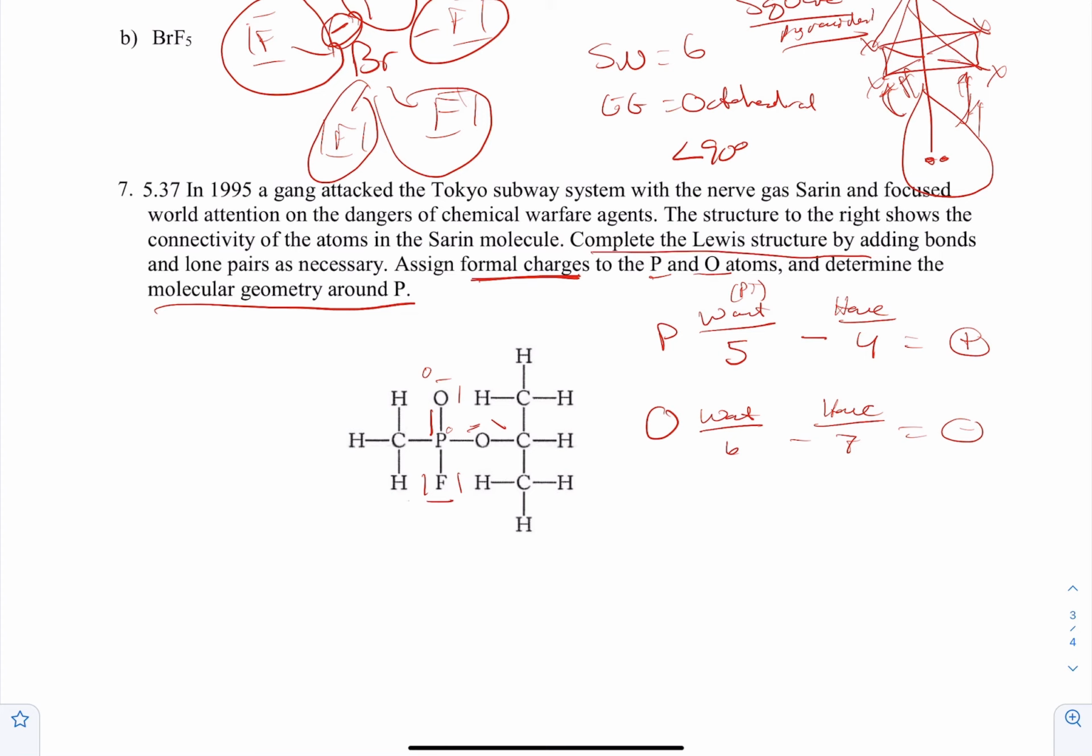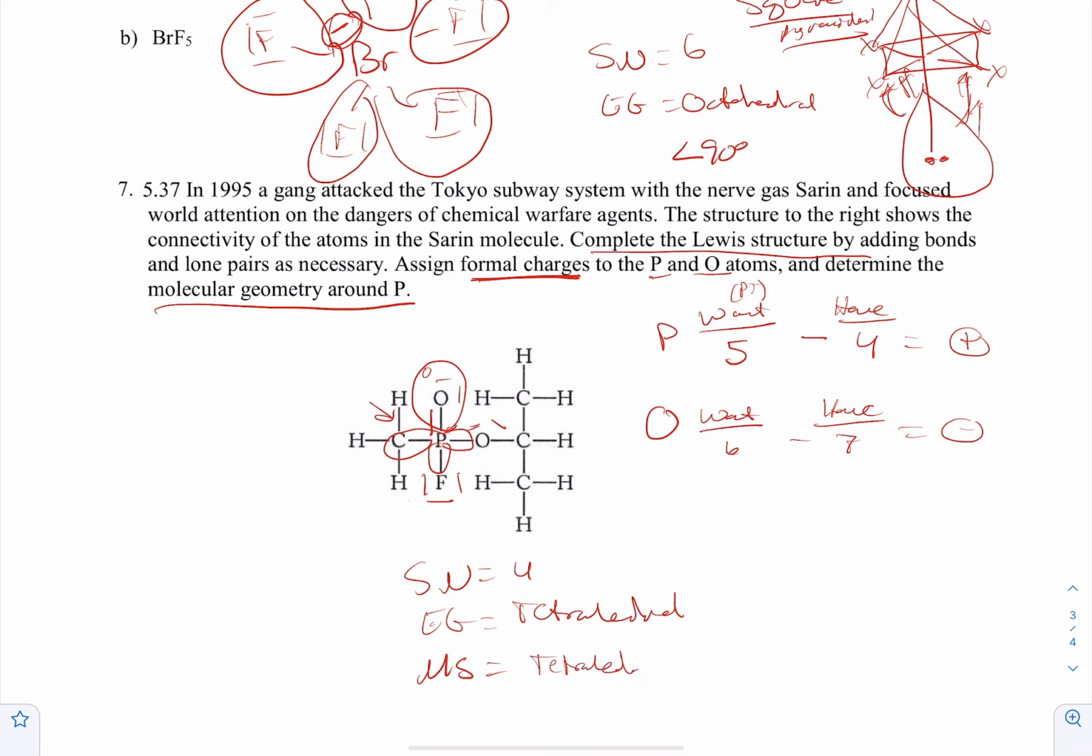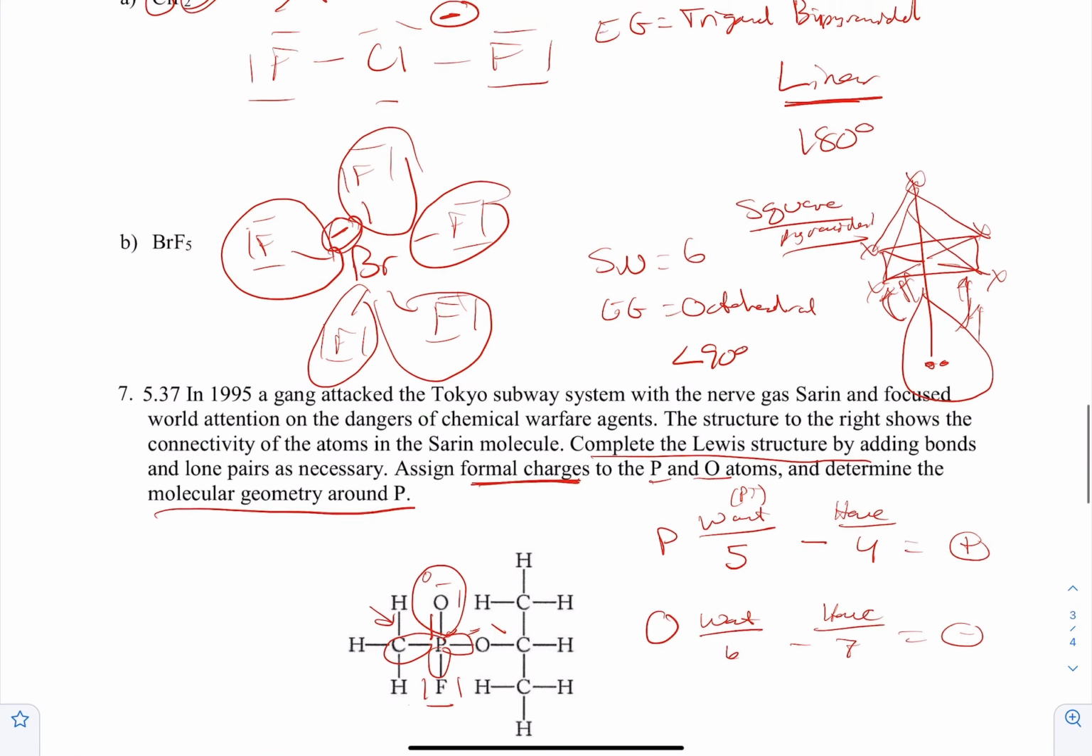So, if we look at the steric number then, looking here, 1, 2, 3, 4. Okay, so the steric number is 4, which means the electron geometry must be tetrahedral. And if it's tetrahedral, and there are no lone pairs, which I don't see anywhere here, then the molecular shape must be tetrahedral as well. Which means that my bond angles are going to be 109.5 degrees. Okay. All right, I hope that was helpful.